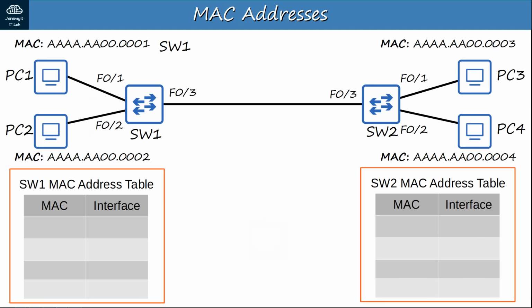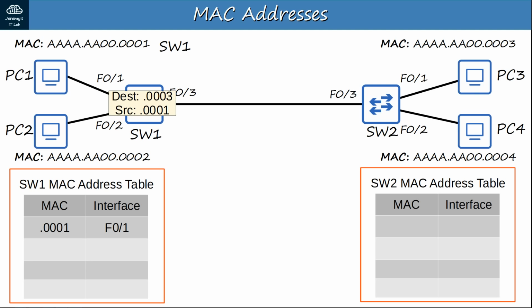Let's look at another example, this time with two switches. Notice the MAC address table of each switch. Currently, they are empty, so once again, we will see the process of MAC address learning and flooding. So, PC1 wants to send some information to PC3. The source MAC address of the packet is AAAA.AA00.0001, and the destination is AAAA.AA00.0003. So, PC1 sends the frame out of its network interface, and it arrives at Switch 1.